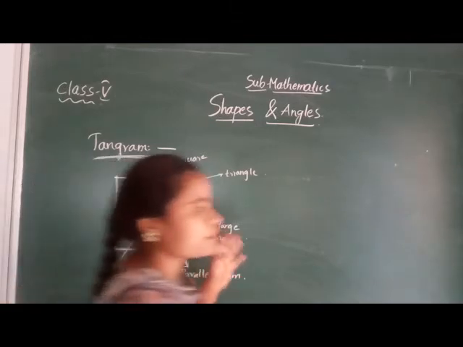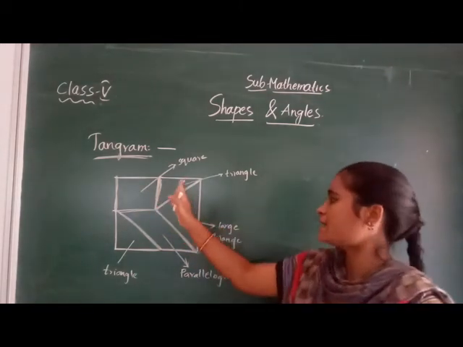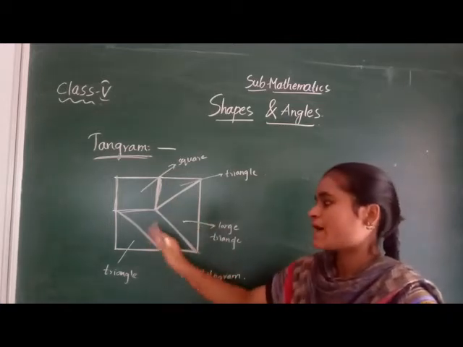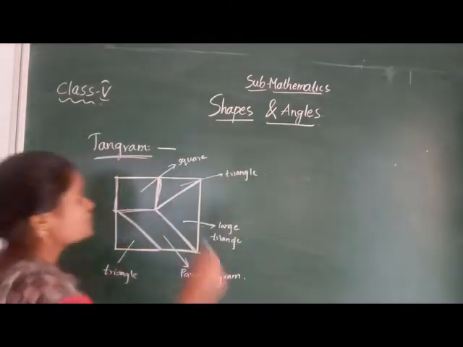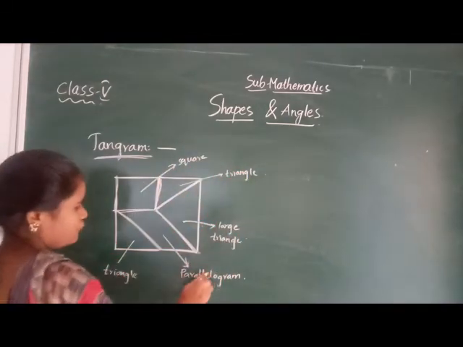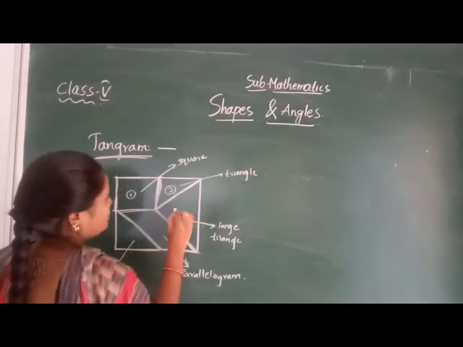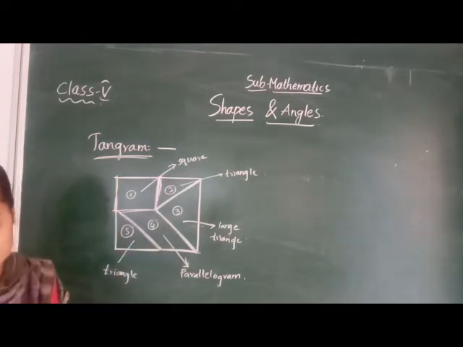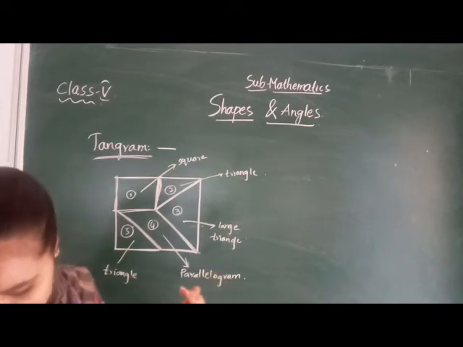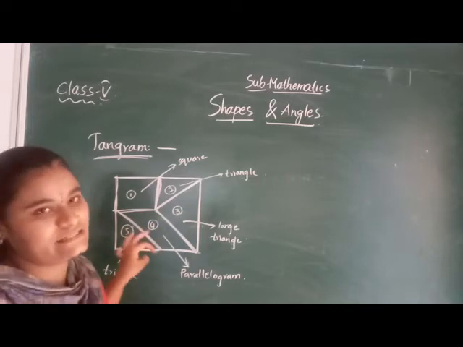So what do we observe here? One square, one triangle, one large triangle, one parallelogram and one triangle again. So total how many are there? 1, 2, 3, 4, 5. Total 5 pieces. Like this. Okay, ma'am. Make different shapes with the 5 pieces of tangram. Tangram here has different pieces.